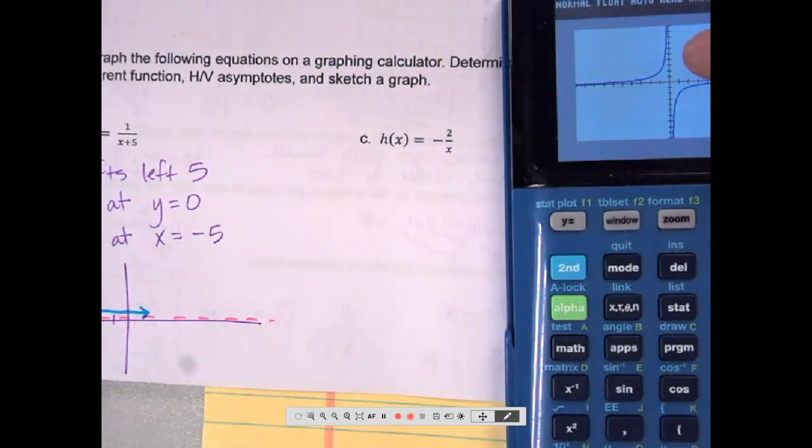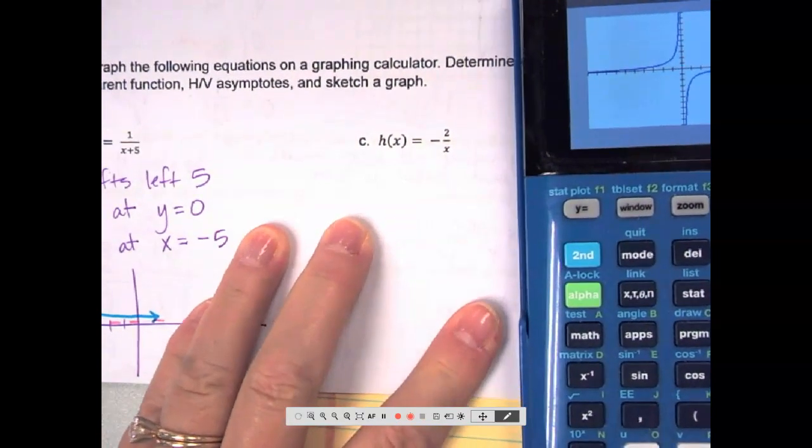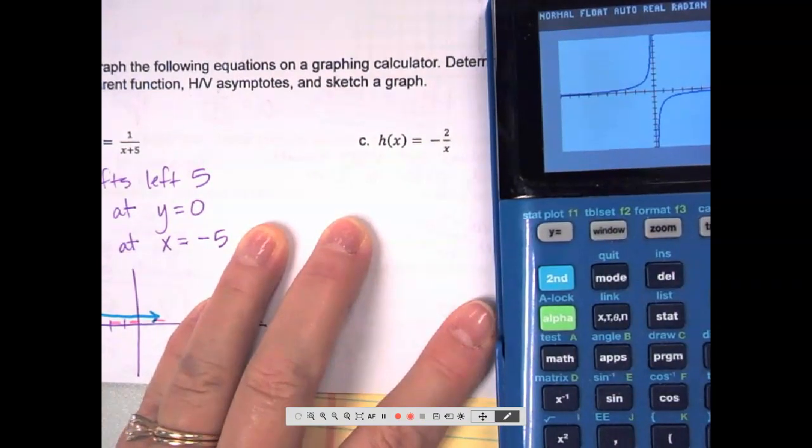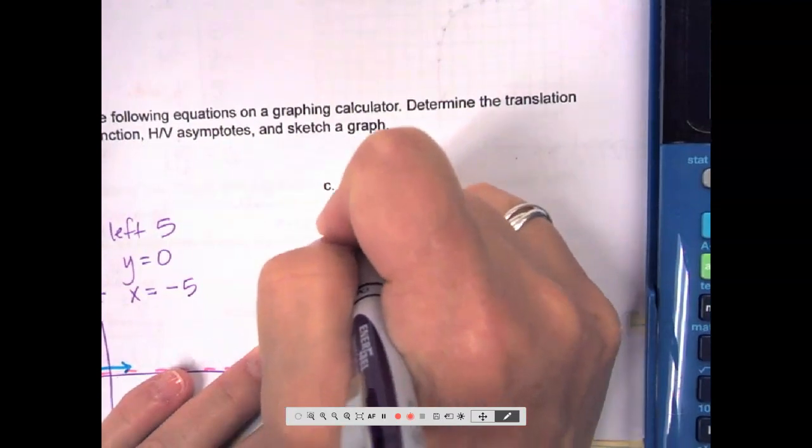Remember, our parent function was here, and here in quadrants 1 and 3. Now it's in quadrants 2 and 4 because it reflected over the x-axis. Okay? All right, so let's describe the translation. How would I put that in words? Reflects over x-axis.